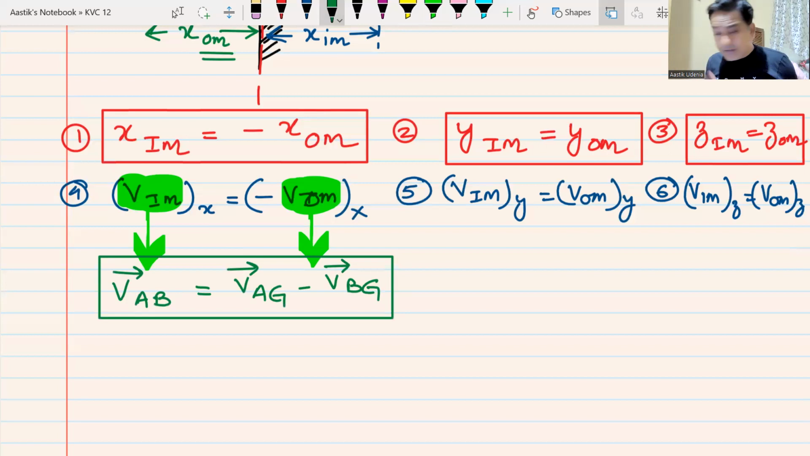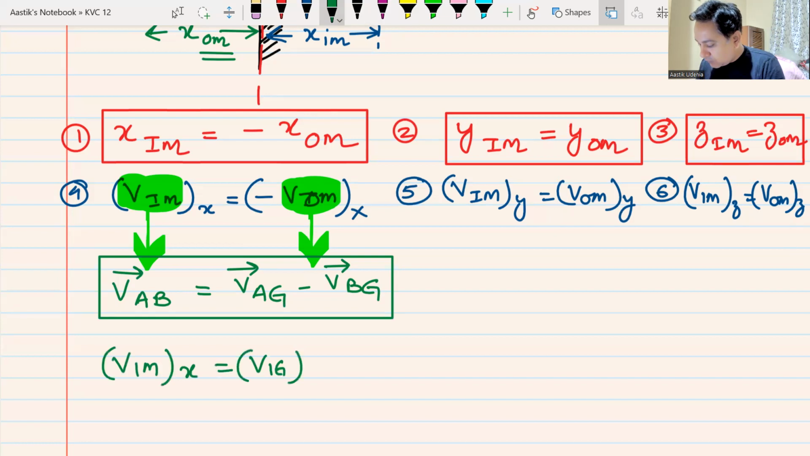Now I will just put it here. Now remember, I'm not talking about velocity. I'm talking about components of velocity. So I will not write the vector sign. I will only talk about the component of velocity. So I will write this equation like this. Velocity of image with respect to mirror along x will be equal to velocity of image with respect to ground along x minus velocity of mirror with respect to ground along x. Do we understand this? Yes or no?